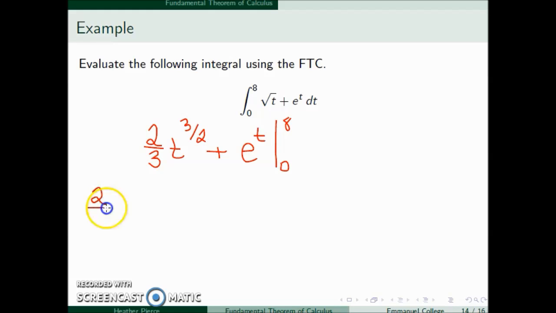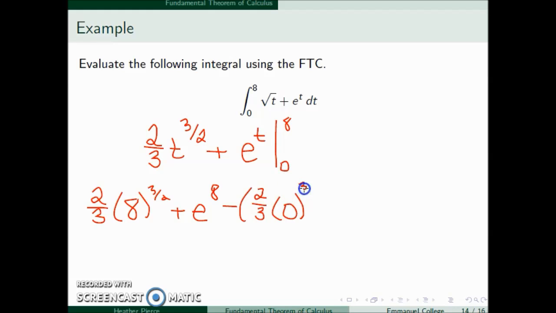So now I have 2/3 times 8 to the 3 over 2 plus e to the 8, and then we subtract the lower limit. So minus 2/3 times 0 to the 3/2 plus e to the 0. Once you evaluate this, this is approximately 2,995.04.